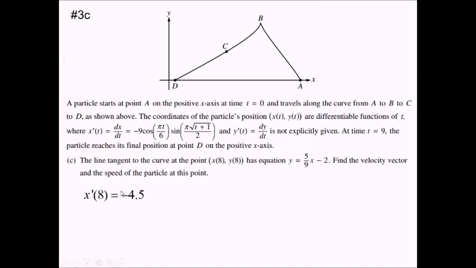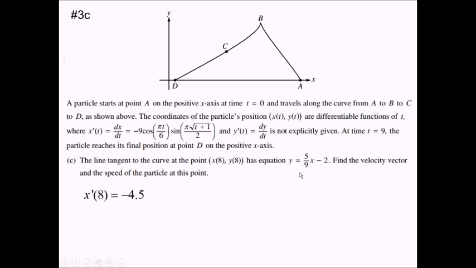So there's my x prime of 8 that I'm going to have to plug into as both a part of a velocity vector and also in that speed formula. But I still need y prime of 8. And the trouble here is that y prime is not explicitly given. So we're going to have to figure out y prime. The good news is we can use x prime of 8 to do that, and also this little bit about the line tangent to the curve at 8 having this equation.